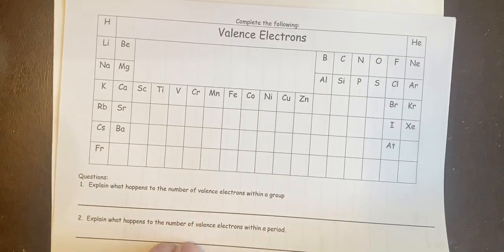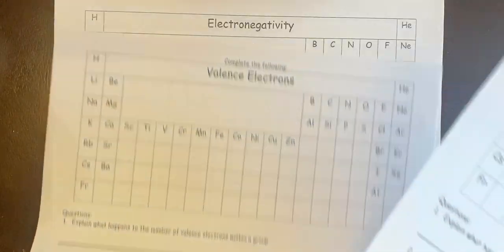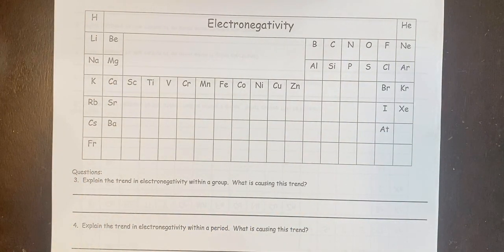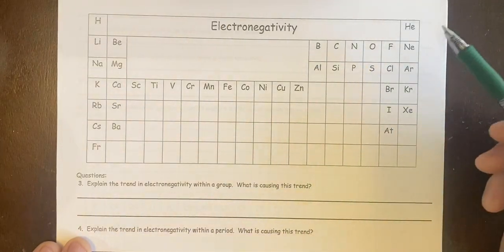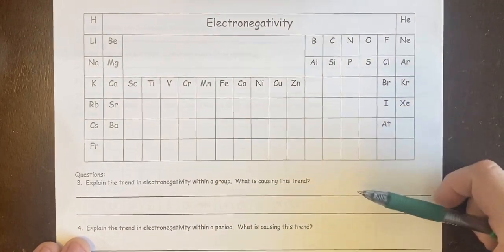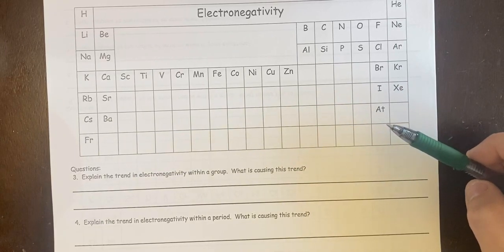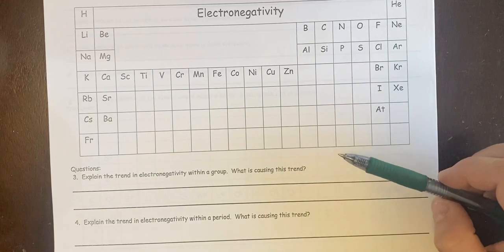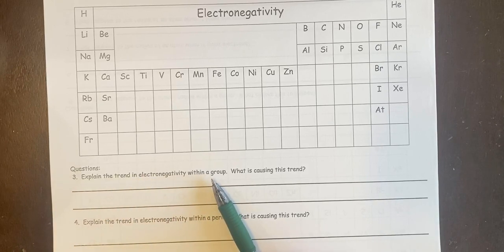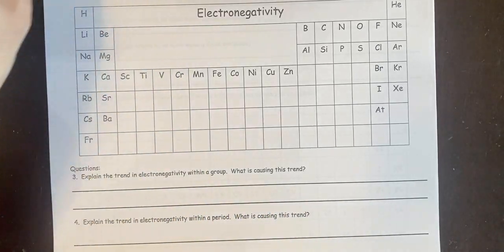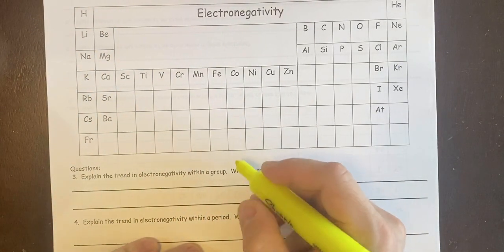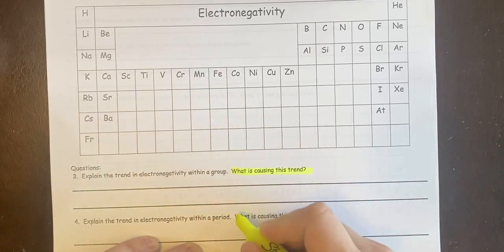So we've got our trend in valence electrons. You're going to do the same for electronegativity. Same thing, you're only going to fill out the ones that are pictured here, and the ones that are not, you just leave them blank. Again, that same sheet's going to be very helpful. Remember, there are two questions here. Explain the trend, and then the second part of the question, which is what I'm really going to be looking for because the trend is obvious: what is causing the trend?